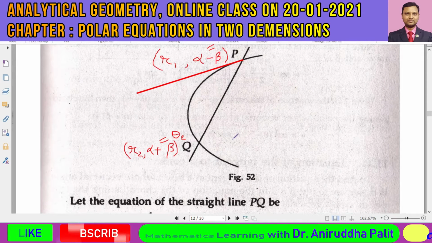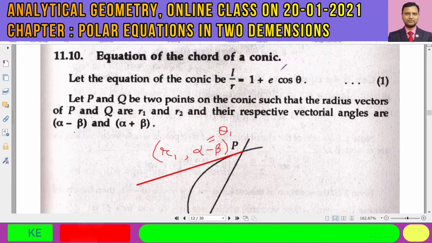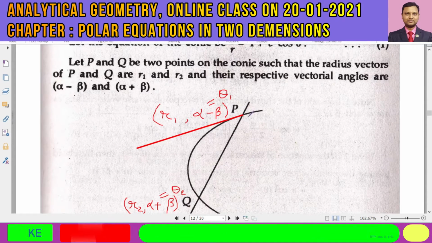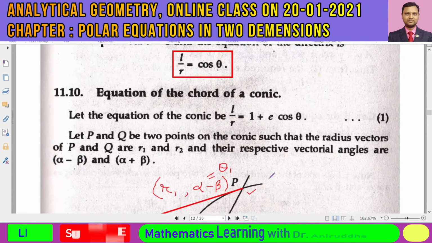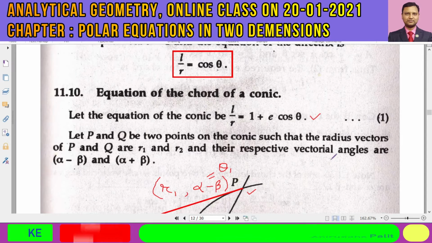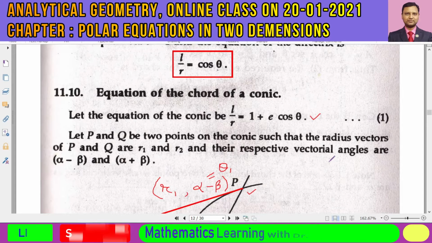Then, suppose the equation of the conic is taken in this fashion, L by R is equal to 1 plus e cos theta. In that case, both of these points P and Q must satisfy the equation of this conic, number 1. And from this observation, we are going to compute the equation of the chord PQ.